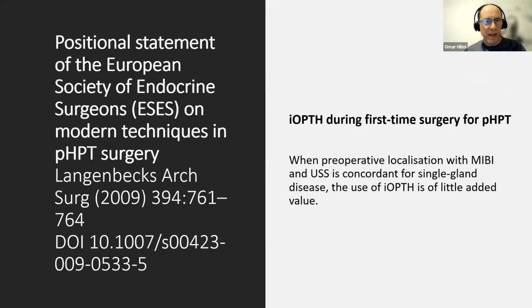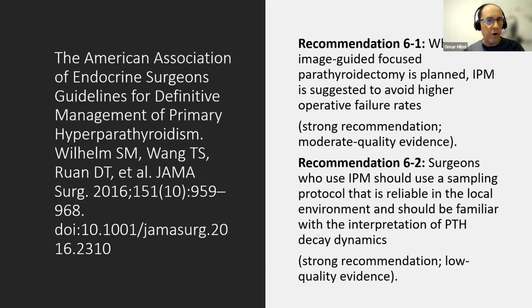And that may be the case, but I think more and more we're seeing multi-gland disease even in the presence of dual localization. Moving on, the American Association of Endocrine Surgeons came up with these recommendations in 2016. They went further. They were suggesting that when you were doing image-guided focused parathyroidectomy, you should use IOPTH to avoid operative failure rates. And that's a strong recommendation with good quality evidence, or moderate.